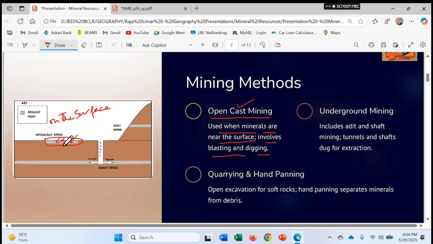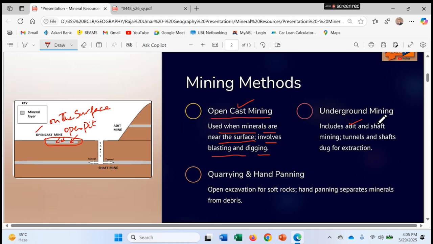In this case, we start digging and blasting over here and start collecting the minerals right over the surface of the earth. So that is known as open cast mining. It is also known as open pit mining, P-I-T. Open pit mining is also the other name of the same sort of mineral activity.